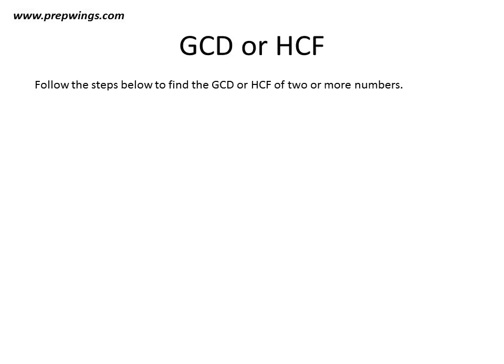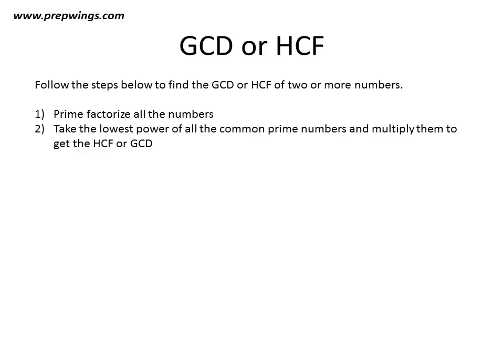Okay, so now to find the GCD of two or more numbers, we follow these two steps. What we do is we first prime factorize all the numbers. Okay, all the numbers means the numbers for which the GCD or HCF has to be found out. Okay, so we'll prime factorize all those numbers. Then what we do is we take the lowest power of all the common numbers and multiply them to get the HCF or GCD. These are the two steps that we follow. We'll look at a couple of examples now. Okay, so in the first example, we'll find the GCD of 24 and 36.